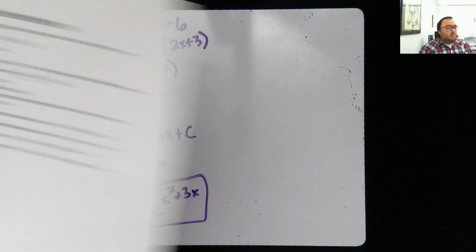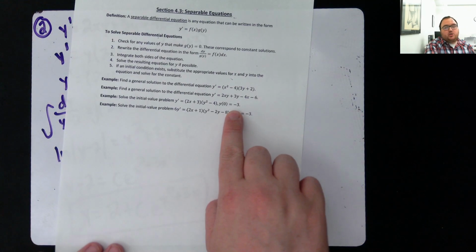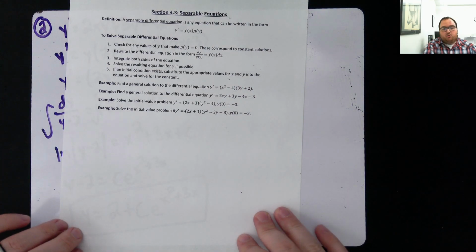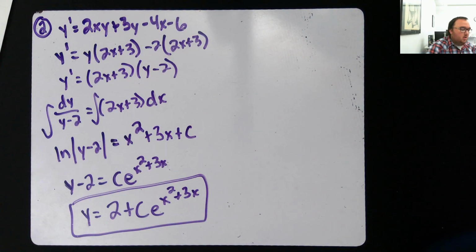Next example gives us a point, and so now I'm going to have to actually solve for c. This one is y prime equals 2x plus 3 times y squared minus 4, where y of 0 is equal to negative 3.